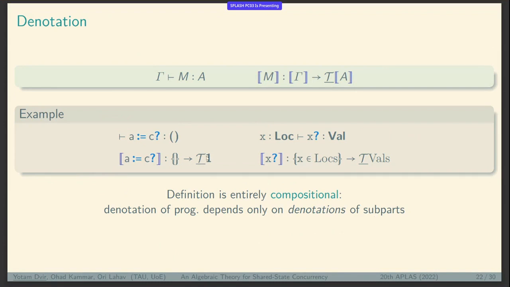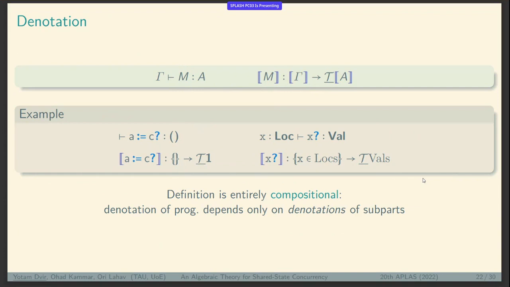So what are denotations? You need a well-typed term, and the denotation is a function. You need to give it an initialization of the free variables, and you get back a semantic element. For example, the shorter program that we saw before has type unit, doesn't have free variables, so you don't need to give it anything. And what you get back is a finite set of traces over unit. Here we have one free variable, location, so you need to give it a location, and what you get back is a finite set of traces over values. So that's what denotations are.